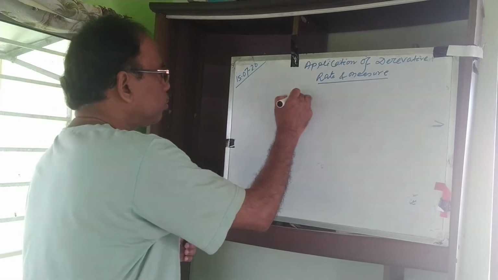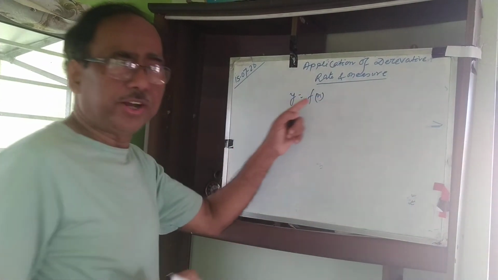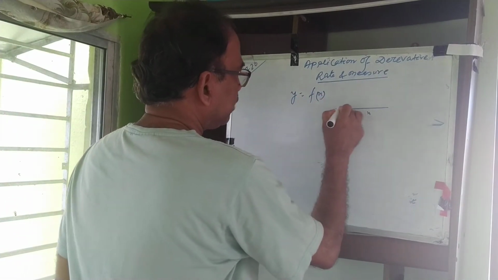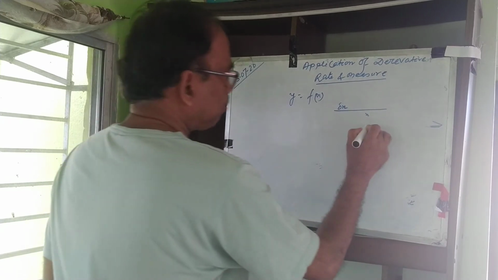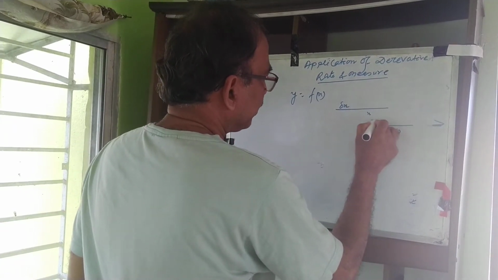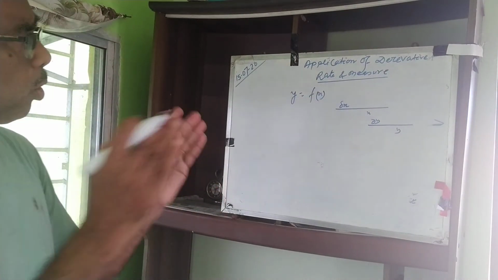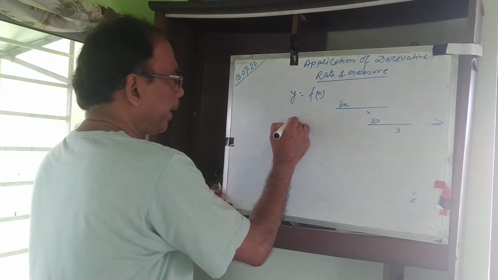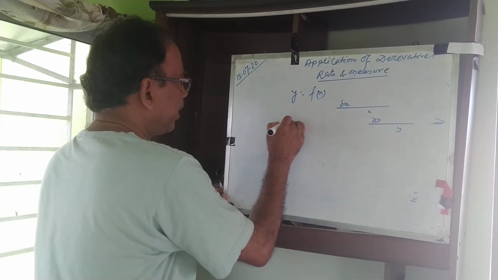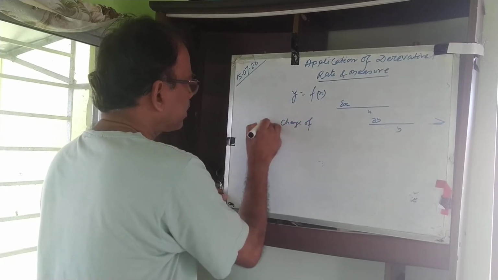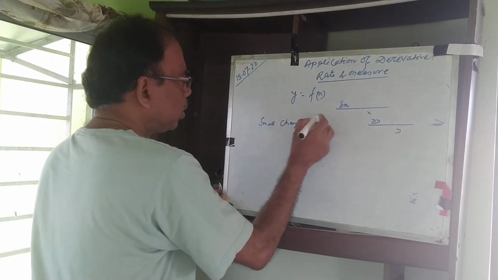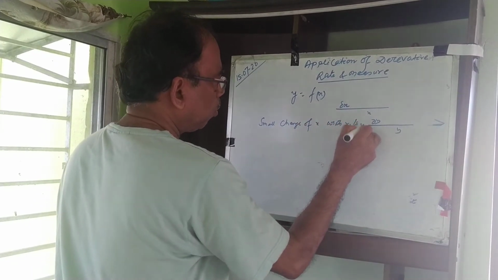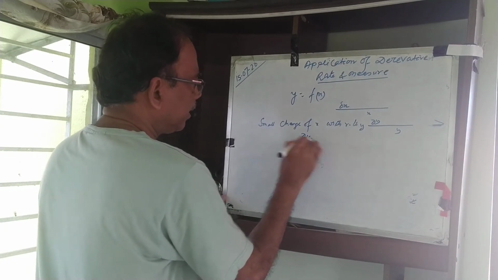Suppose y equals f(x) is a function of x. Then a small change of x we can write as del x, and a small change of y we can write as del y. Del x is the small change of x and del y is the small change of y. Then the small change of x with respect to y is del x by del y.